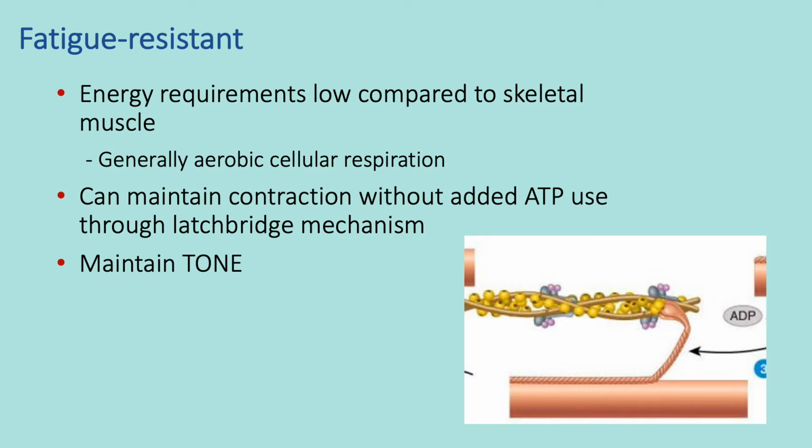An additional characteristic of a smooth muscle contraction is that those contractions are fatigue resistant. And that's because the energy requirements are pretty low compared to skeletal muscle. They're primarily fueled by aerobic respiration. And if you think back to the end of last semester when we talked about metabolism, that's one of the slowest sources of ATP, provided you have oxygen and a fuel source. The other reason is they can maintain contraction without added ATP, and that's because of that latch bridge mechanism we defined earlier. And that allows us to maintain that contraction or tone.